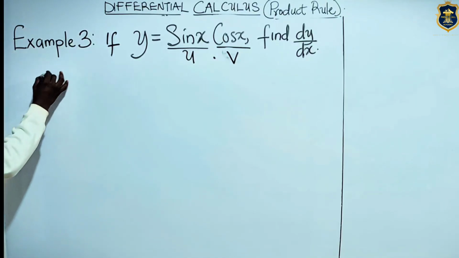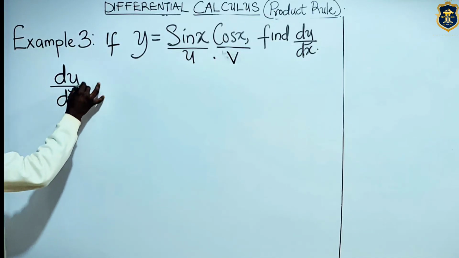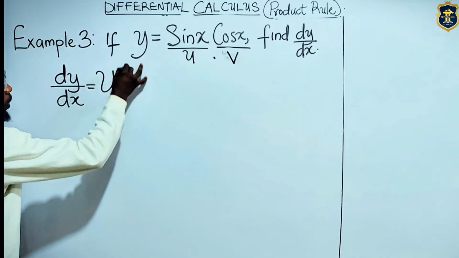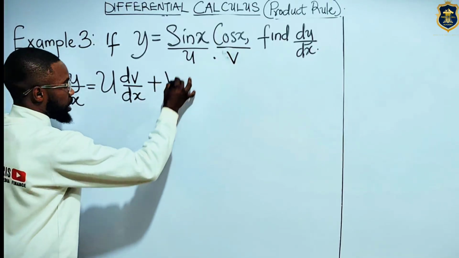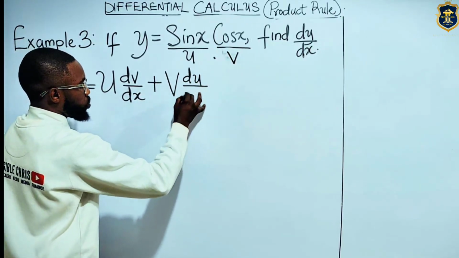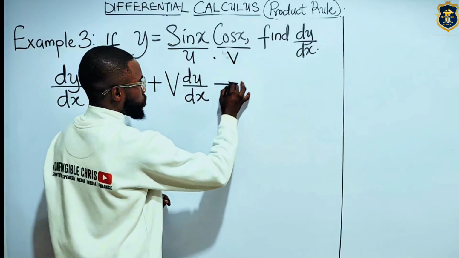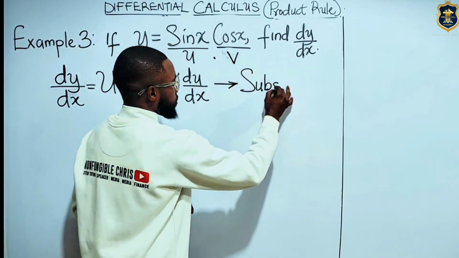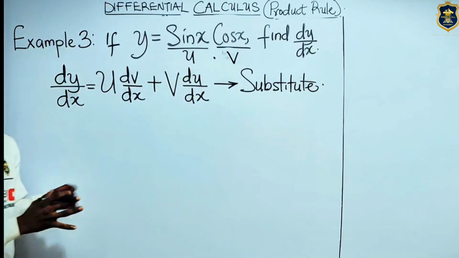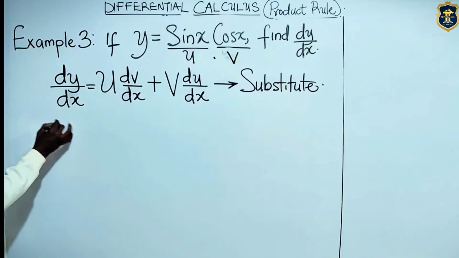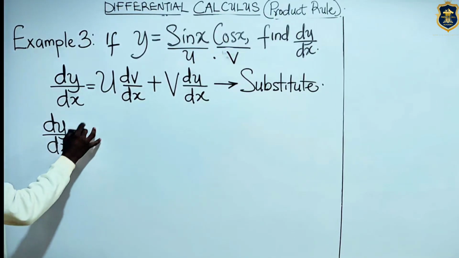So with that, we have our formula, dy over dx gives us u dv over dx plus v du over dx. The next thing to do is to substitute. For substitution, it means putting our values back in dy over dx by differentiating.